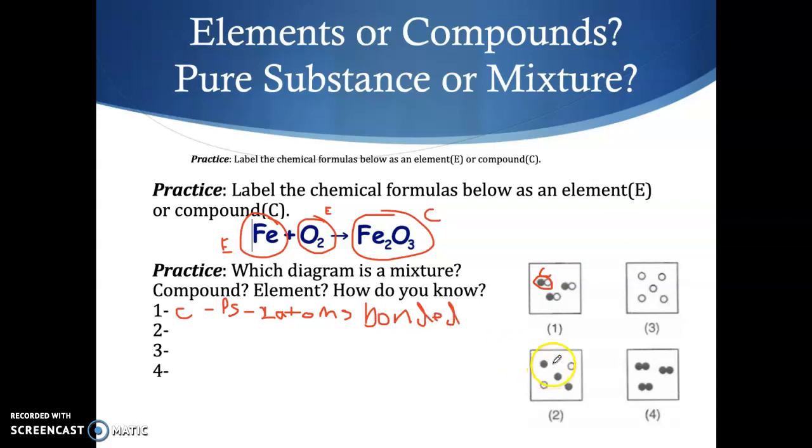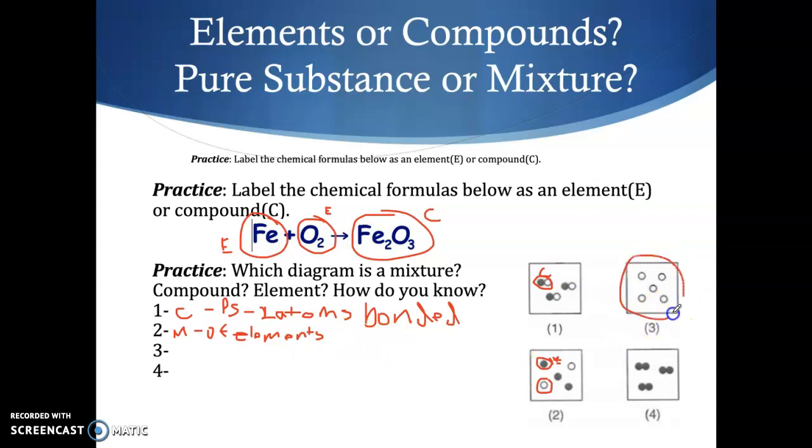Okay. Number 2. Here I have a black atom and a white atom. Each of those represent different elements. So I have two different elements. So this is a mixture of elements. Mixture of elements. Is it heterogeneous or homogeneous? It's kind of hard to tell from there, but I would venture to guess that that is a heterogeneous mixture.